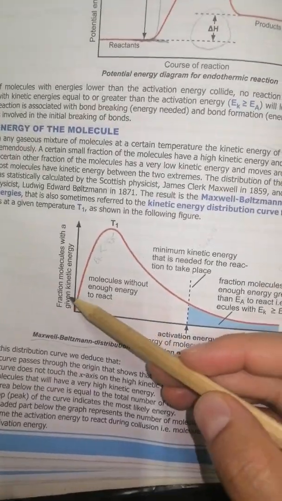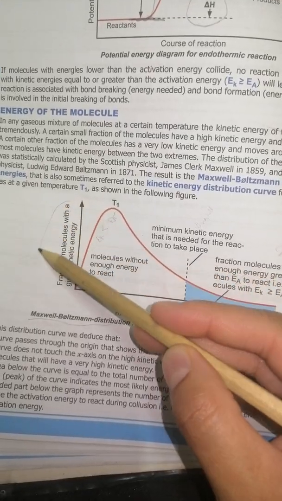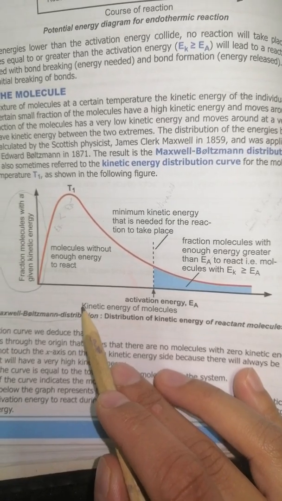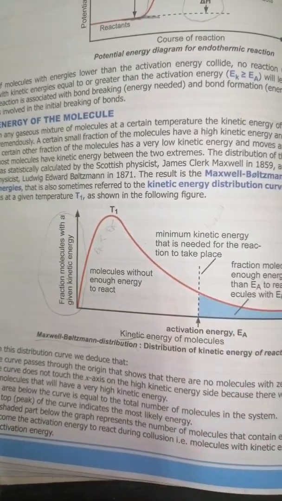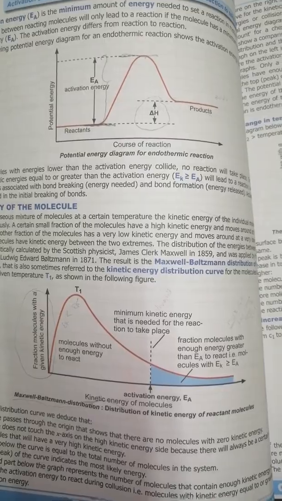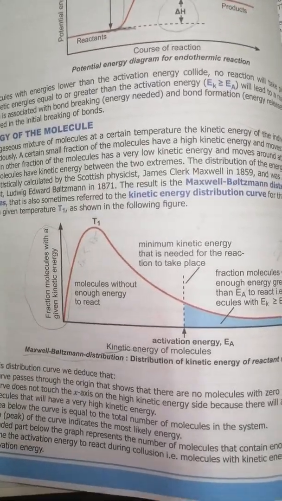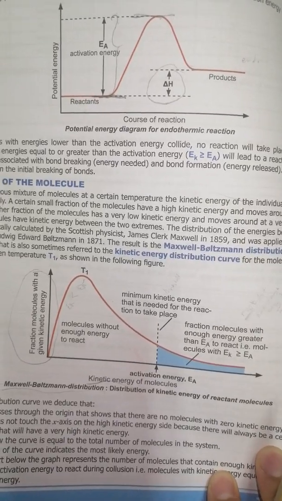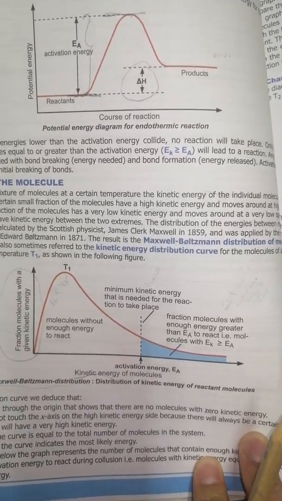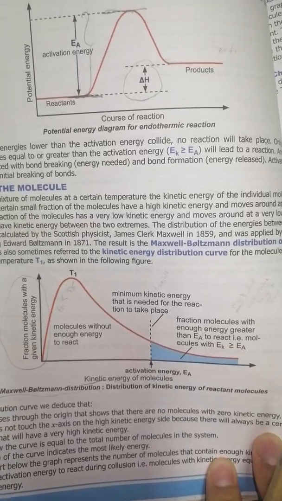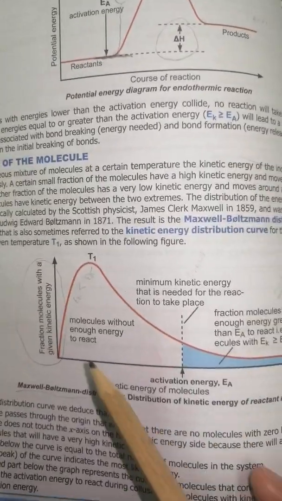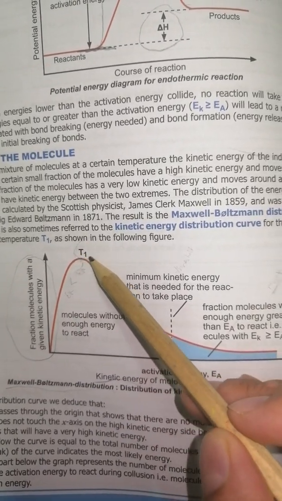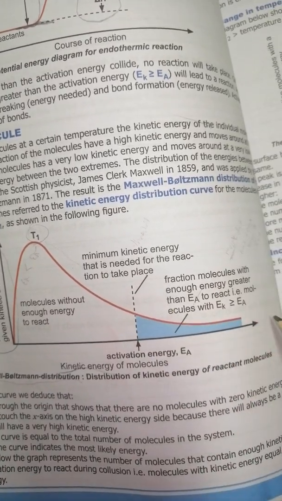So this one here tells you the fraction or the amount of molecules that have a certain amount of kinetic energy, and on the x-axis it has kinetic energy of molecules. So it's completely different to this potential energy diagram one. Now, this Maxwell-Boltzmann distribution curve actually tells you how many molecules will take part in the reaction, because they will have enough kinetic energy which is greater than or equal to the activation energy. Now, if you look at this curve, can you see it is increasing until it reaches a maximum, which is at T1, and then afterwards it decreases.